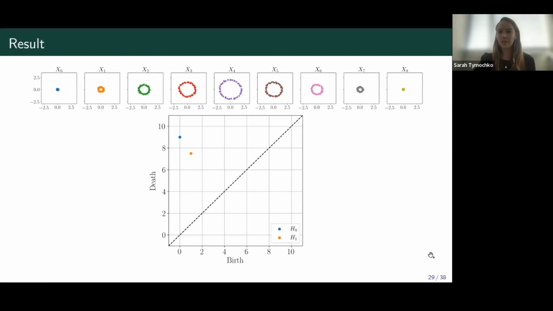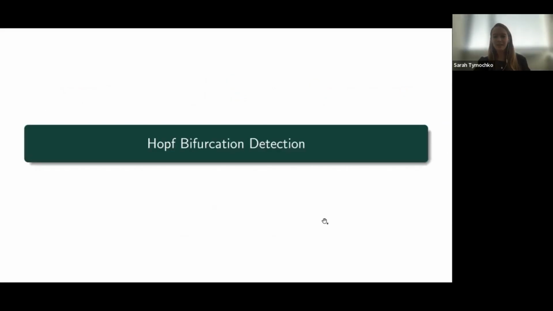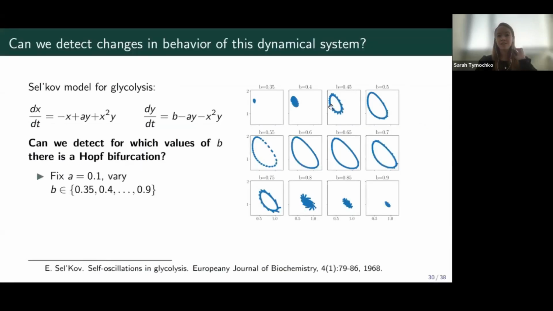So now I've given you two very synthetic examples, but let's look at a real dynamical system and see how this method works. In dynamical systems, there's a type of change in your system that can occur called a Hopf bifurcation. This looks like the following: when you tune some parameter, in this case our parameter is B, you can go from having a stable solution where you're staying in one point to all of a sudden moving in a periodic pattern around a limit cycle.